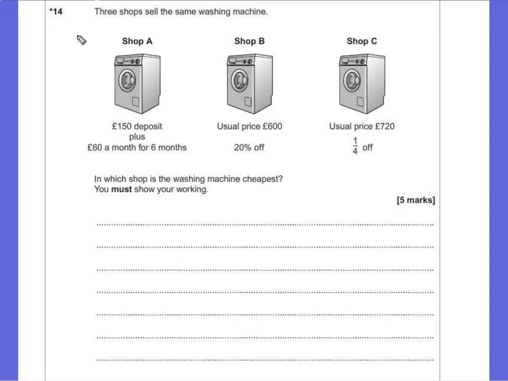This little star here tells us we have to really demonstrate where we're getting our answers from. So we're going to take this one washing machine at a time, one shop, and calculate how much it would cost to buy that one by the end of its deal. If we start with shop A, labelling shop A for my calculation, it makes it very clear what it is that we're trying to work out.